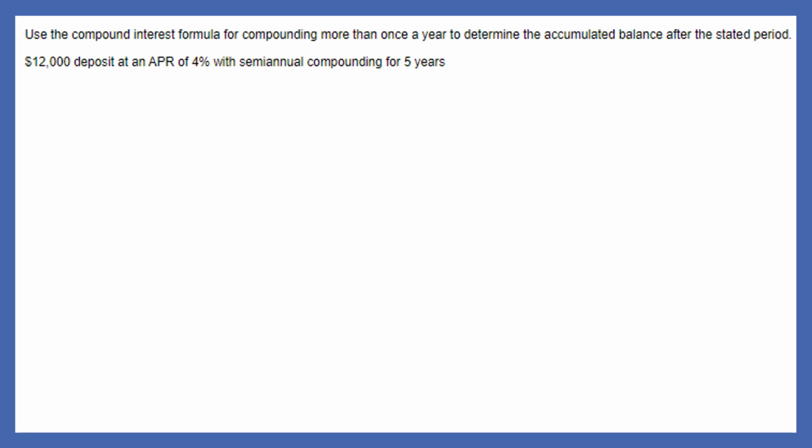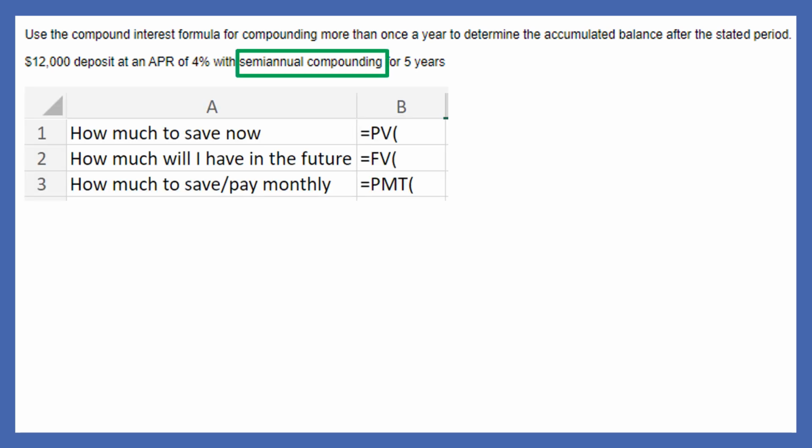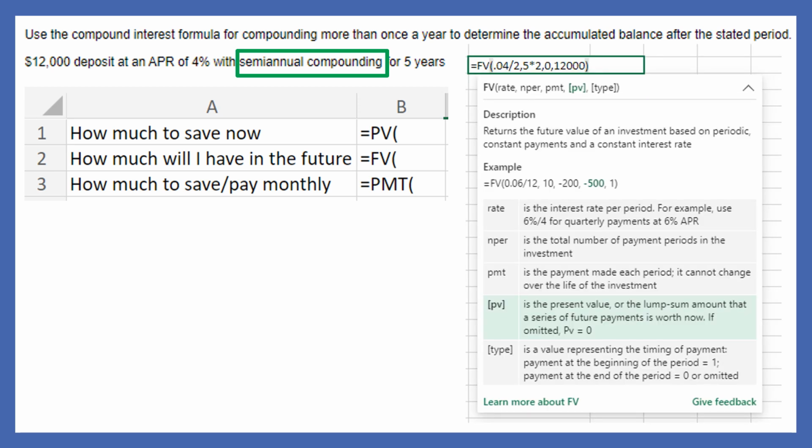We're going to use the compound interest formulas. We're actually going to use Microsoft Excel. And we're going to look at this semi-annual compounding to determine the accumulated balance in the stated period. Accumulated balance, in other words, in a few years, how much money will they have? And it says we are going to deposit $12,000 at 4% with semi-annual compounding for 5 years. So we want to know the future value.